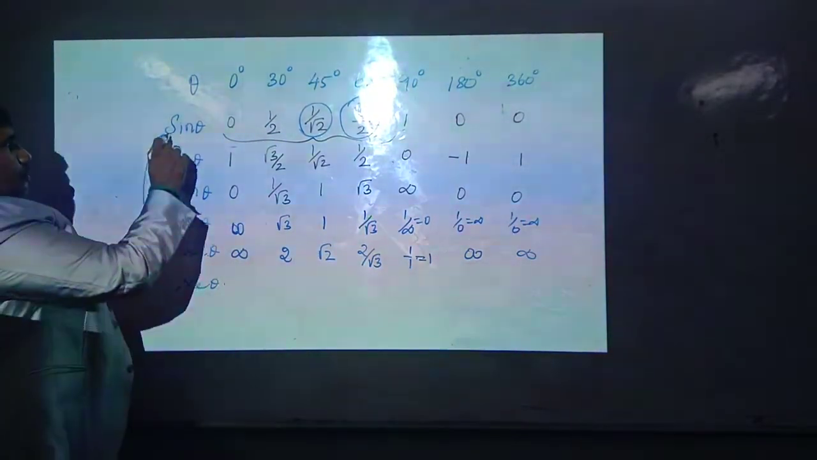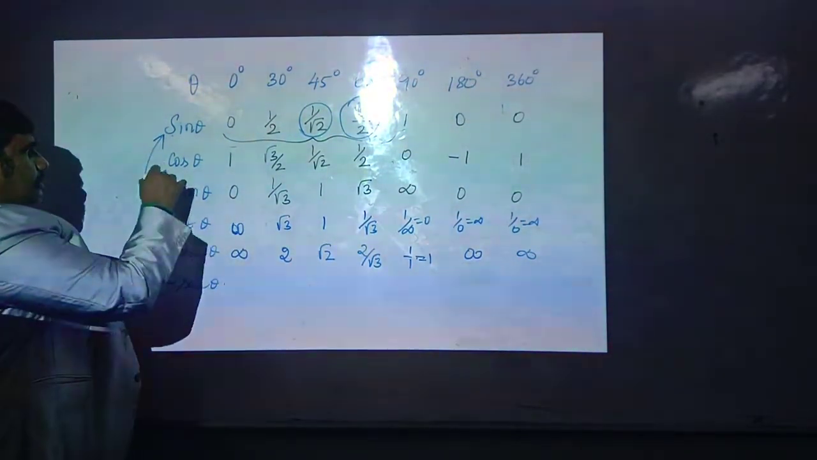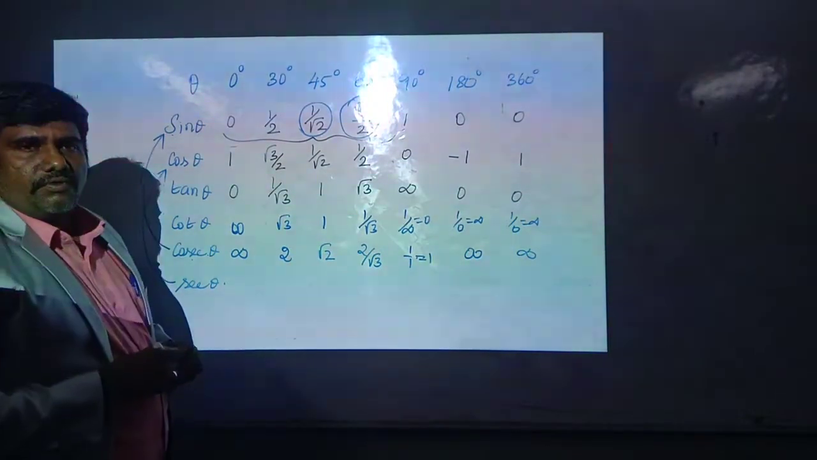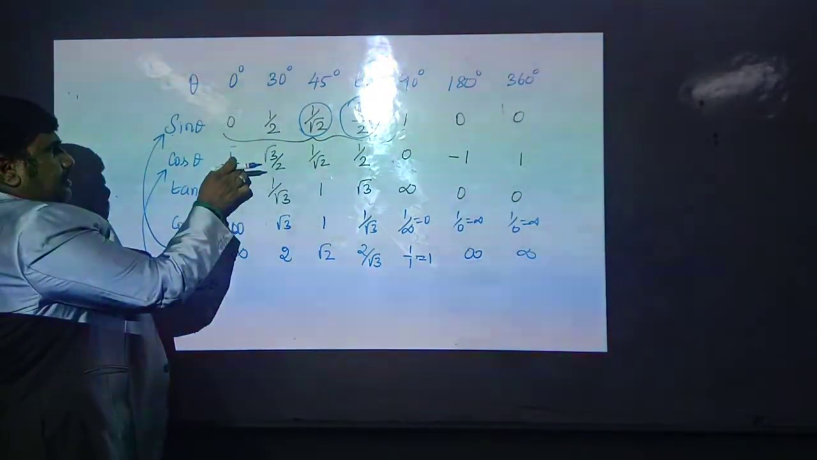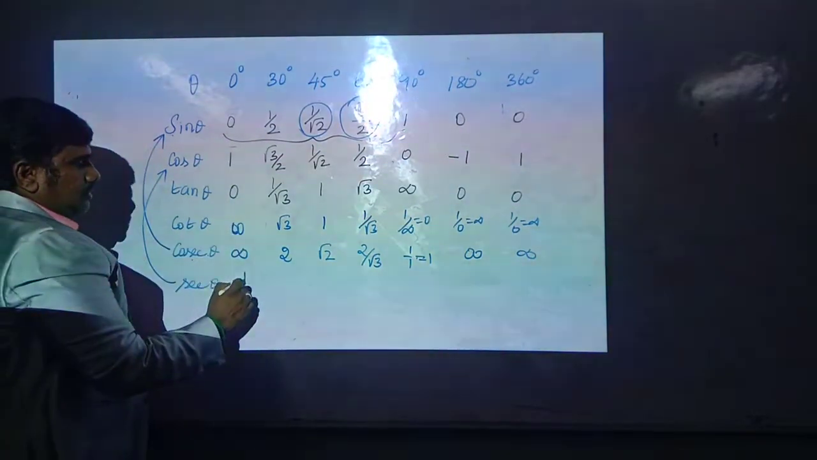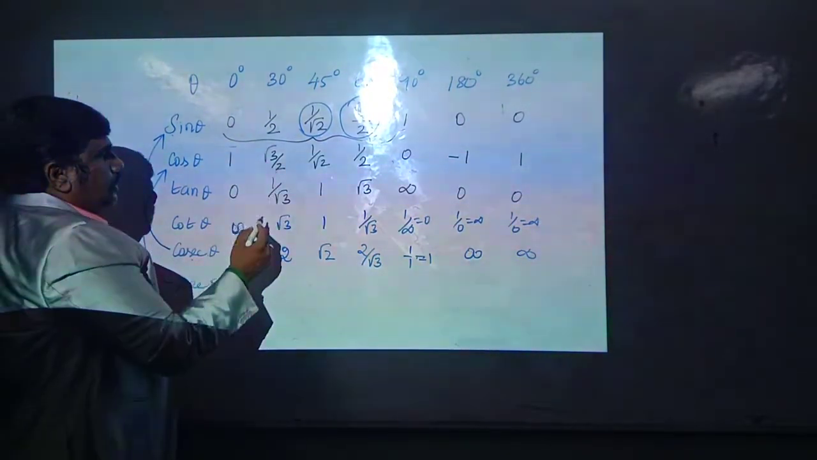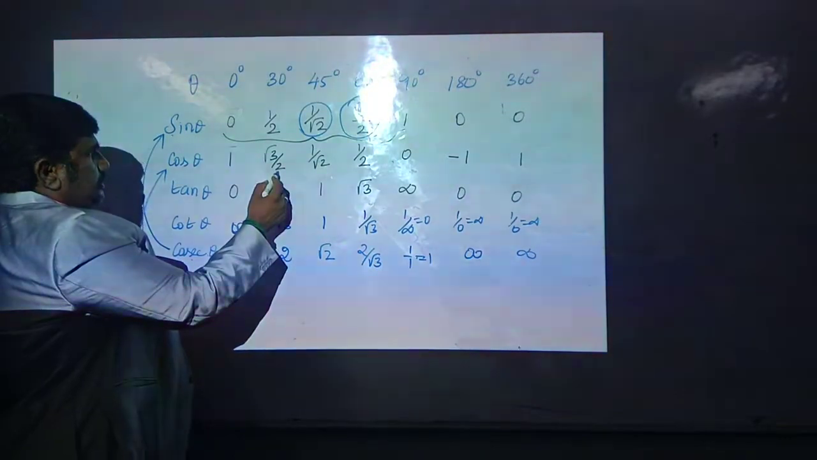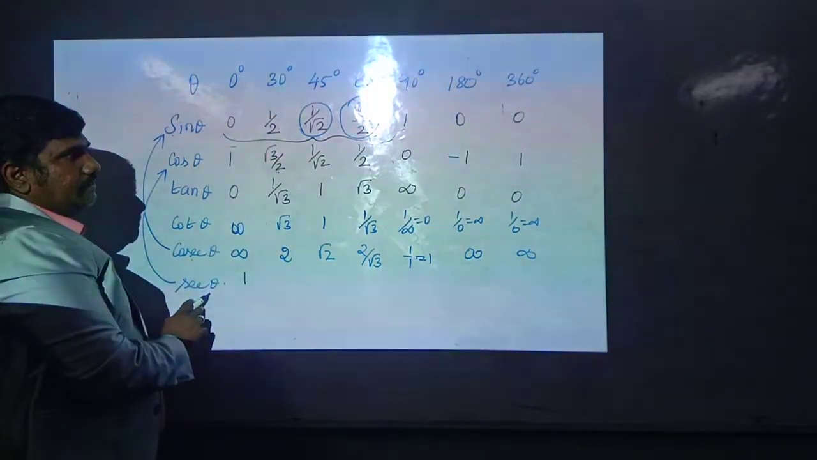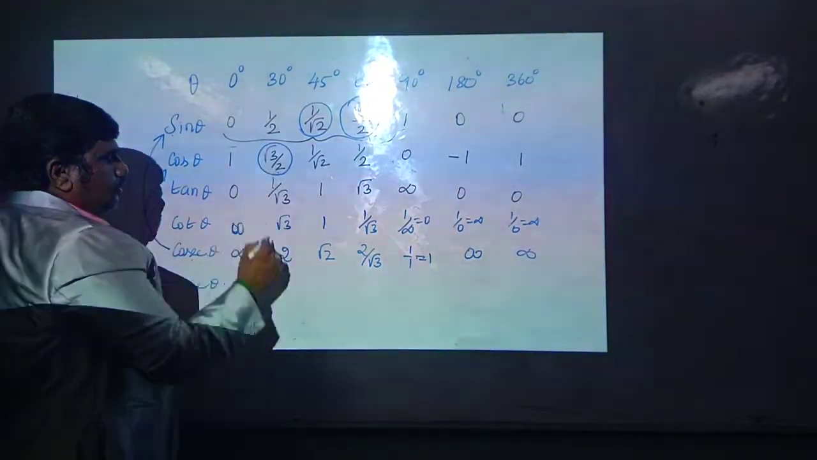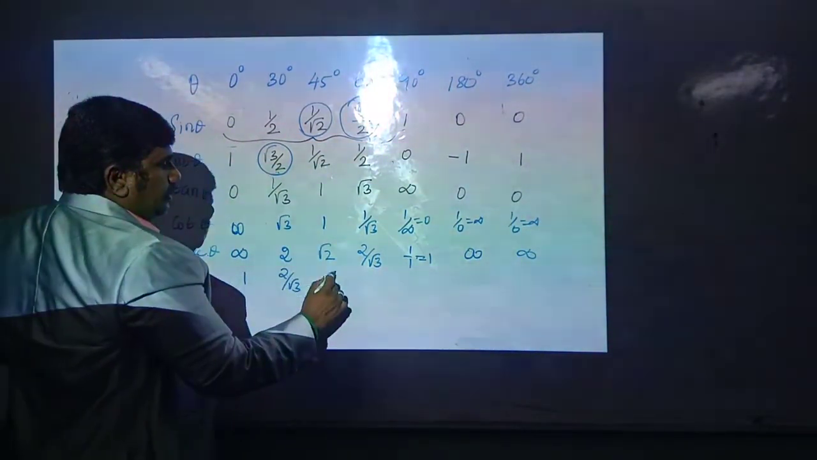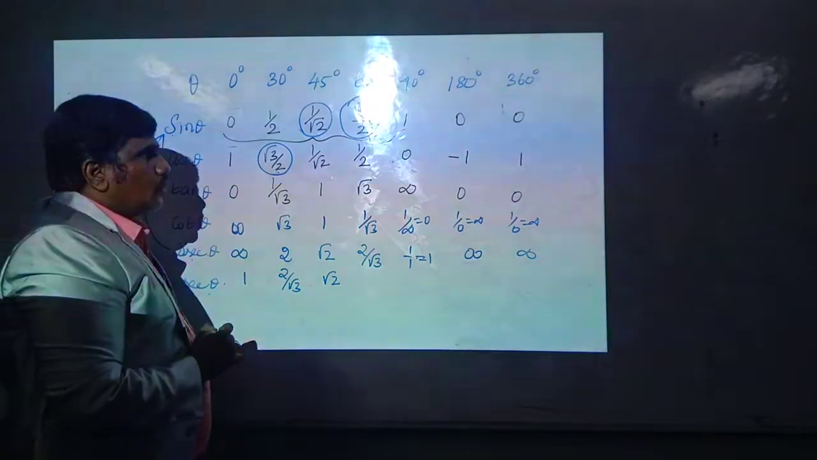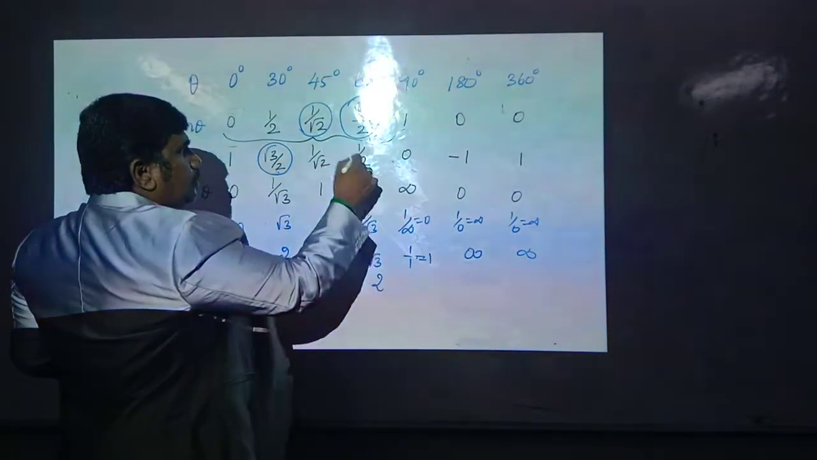Now we have found this one. Next, for secant, we have to take the reciprocal of cos, right? So for secant 0, the reciprocal of 1 is 1, and the reciprocal of cos 30 is going to be the secant 30 value. The reciprocal of root 3 by 2 becomes 2 by root 3. Again the reciprocal of 1 by root 2 is root 2. Then again it takes the value 2.